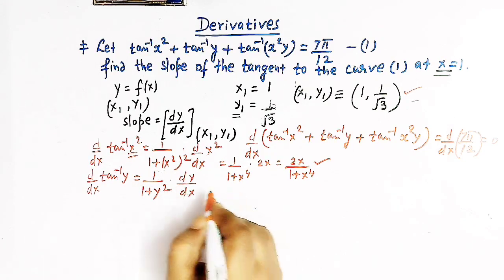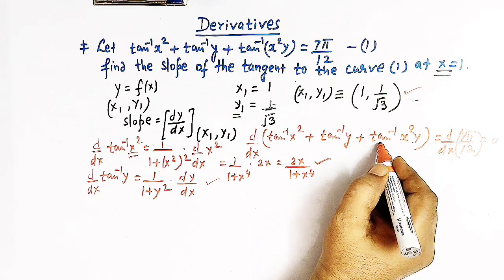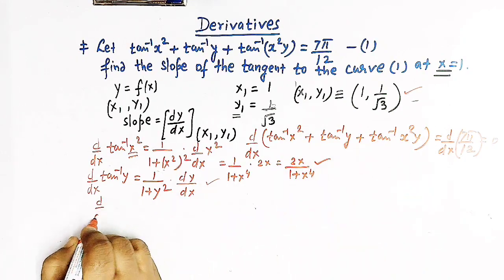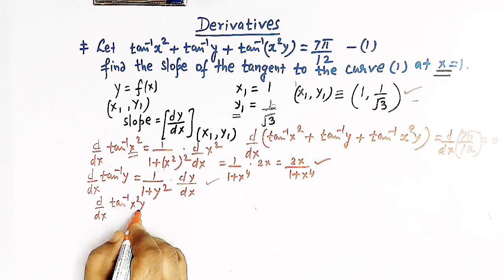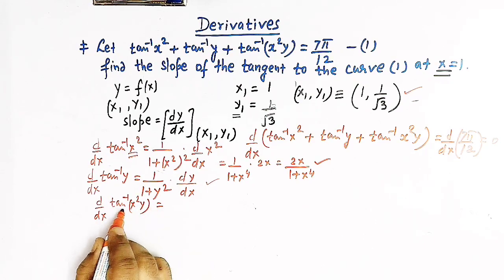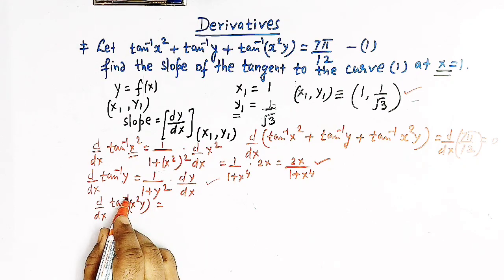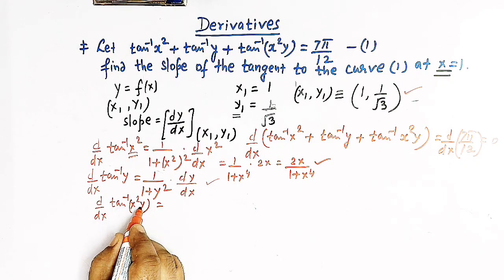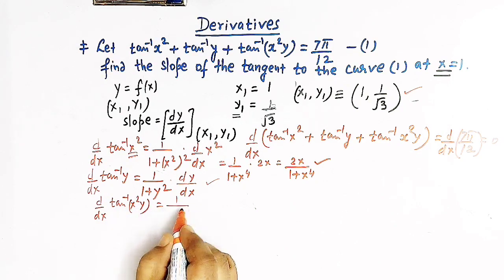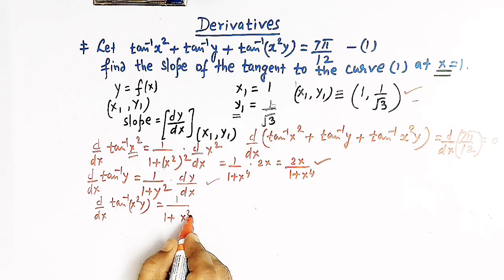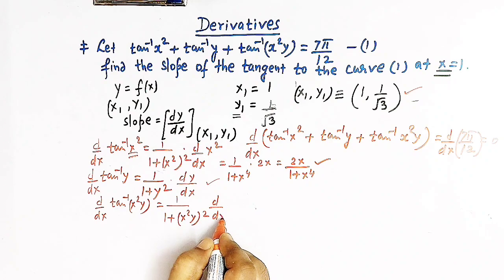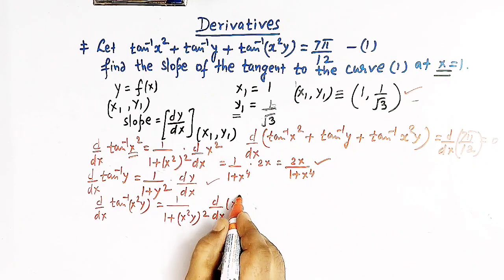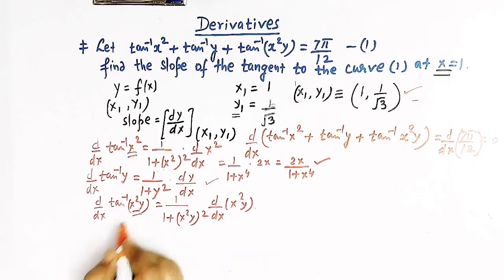Now let us differentiate d by dx of tan inverse x square y. First we have the derivative of tan inverse x square y with respect to x square y. That is 1 over 1 plus x square y whole square, and then by chain rule we have d by dx of x square y.